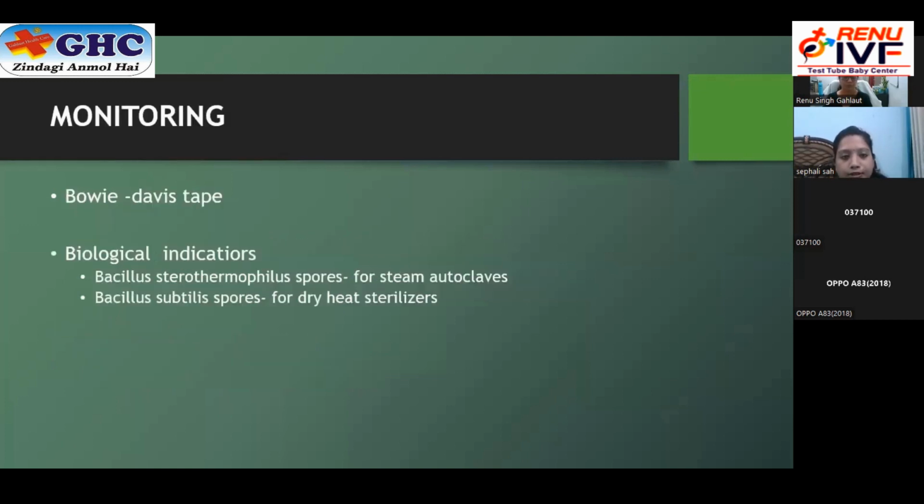How to monitor the process of sterilization? By using two methods. Bowie-Dick tape, in which a tape is used which changes color. It shows whether the sterilization is effective or not. And the biological indicator we are using is Bacillus stearothermophilus spore, which is used in steam autoclave, and Bacillus subtilis spore, which is for dry heat sterilizer.